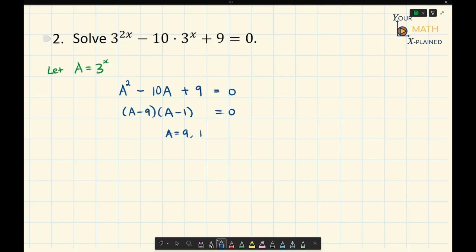So therefore, we're going to get 3 to the power of x is equal to 9, or 3 to the power of x is equal to 1. And we can solve this by inspection. So 3 to the power of 2 is equal to 9, which means x is equal to 2. And then 3 to the power of x is equal to 1 tells us that x here is equal to 0. So those would be the 2 solutions to this problem here.